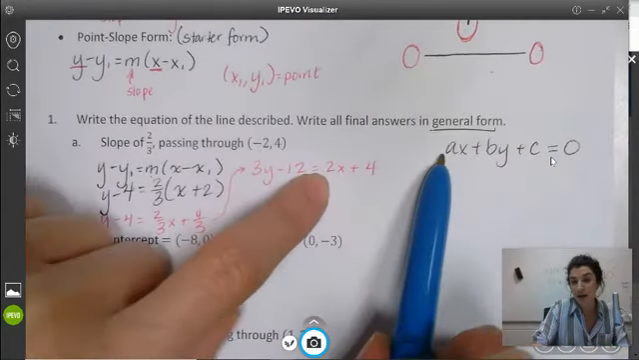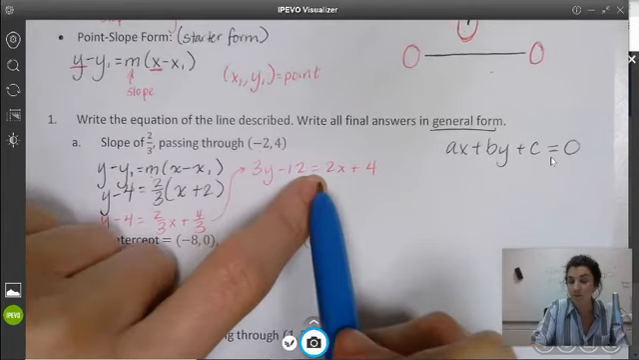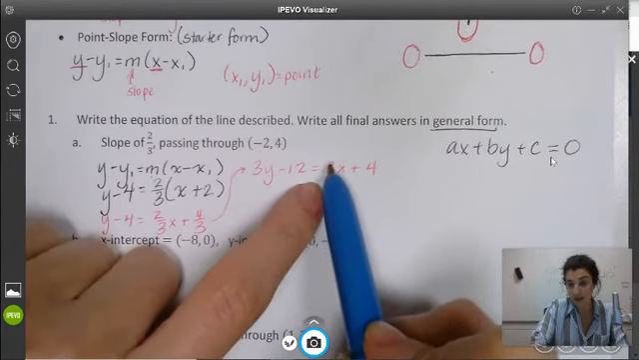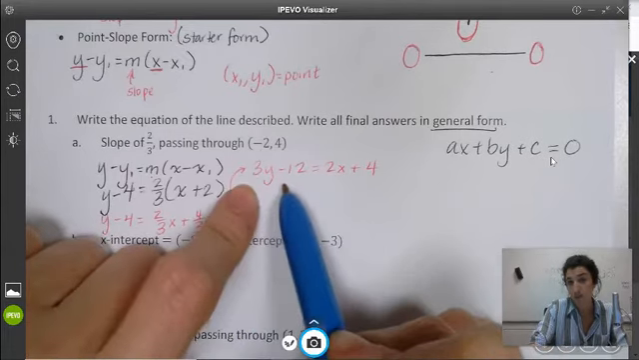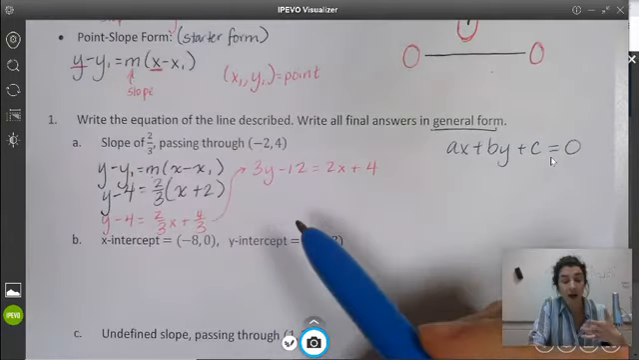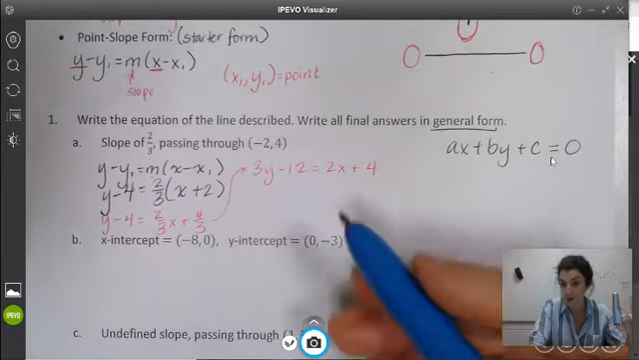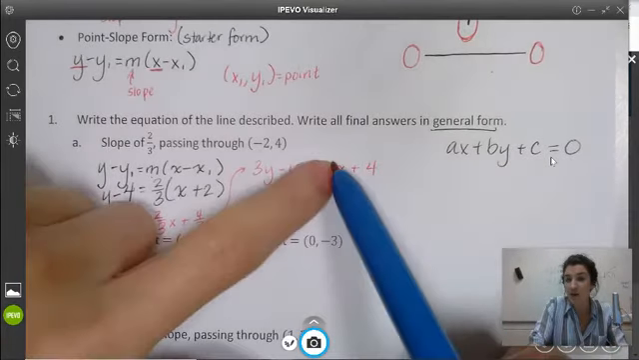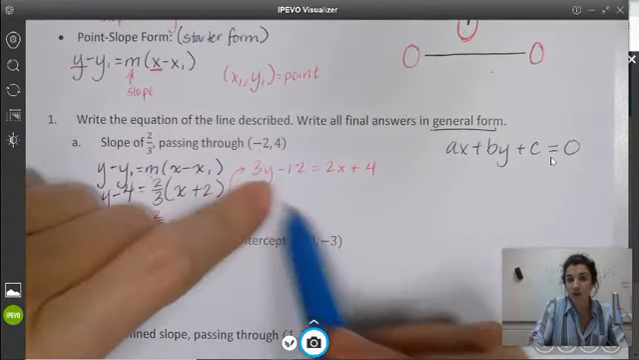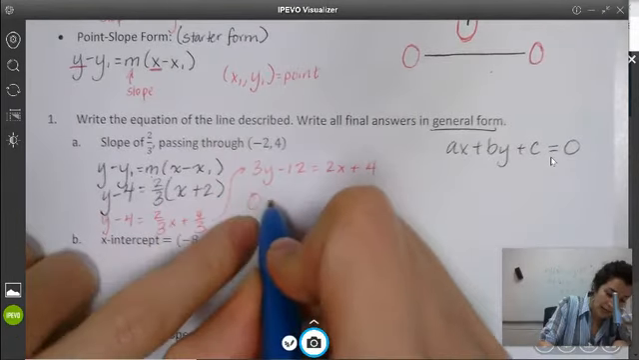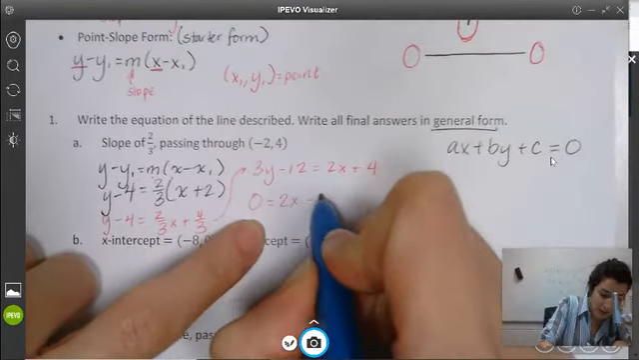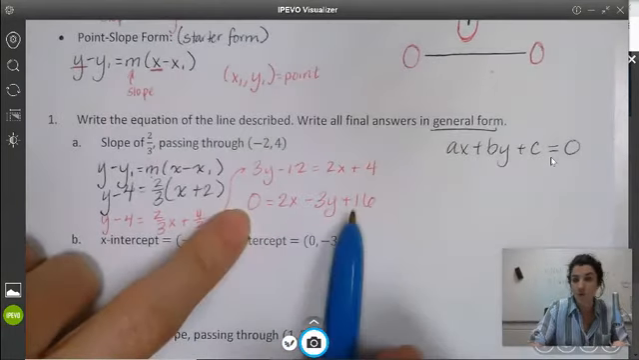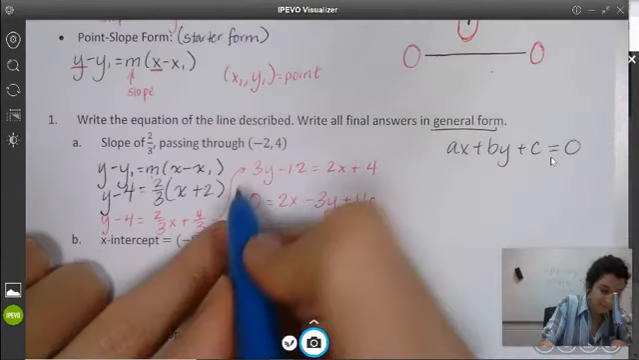And then I know that I want my a value to be positive, so I'm going to manipulate it to set it equal to 0 such that my 2 remains positive. If I subtracted 2x from both sides, it would become negative, which is fine as long as you multiply by -1 when you get to the end. But I'm lazy, and so I don't want to do that. I'm just going to keep it all to this side. So I'm going to subtract 3y from both sides. I'm going to add 12 to both sides. I get 2x minus 3y plus 16 is equal to 0.